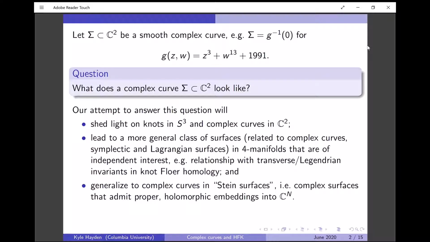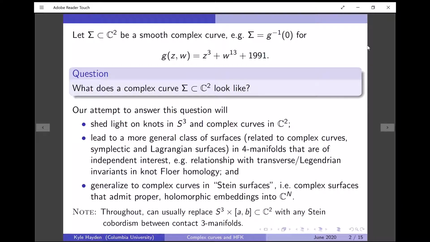A Stein surface is a complex surface that admits a proper holomorphic embedding into some complex Euclidean space. A special note about that: basically any time in the talk today you see the four-manifold S3 times an interval, you can replace that with a Stein cobordism between contact three-manifolds, and generally speaking, the results will hold true.